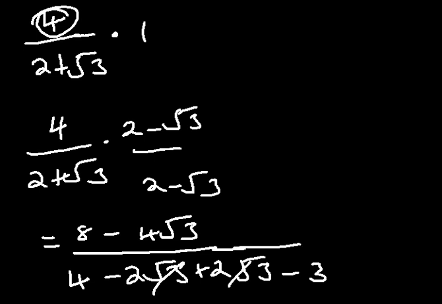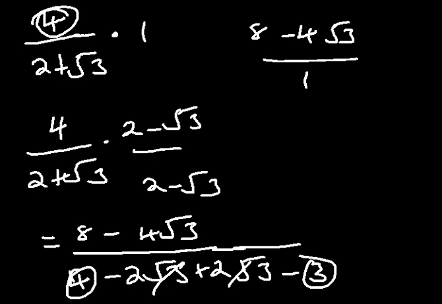So now this and this will cancel, which means we'll have 8 minus 4 times the square root of 3, divided by 4 minus 3, that will be given as 1. So which means we'll have it as 8 minus 4 times the square root of 3. So that is the solution.